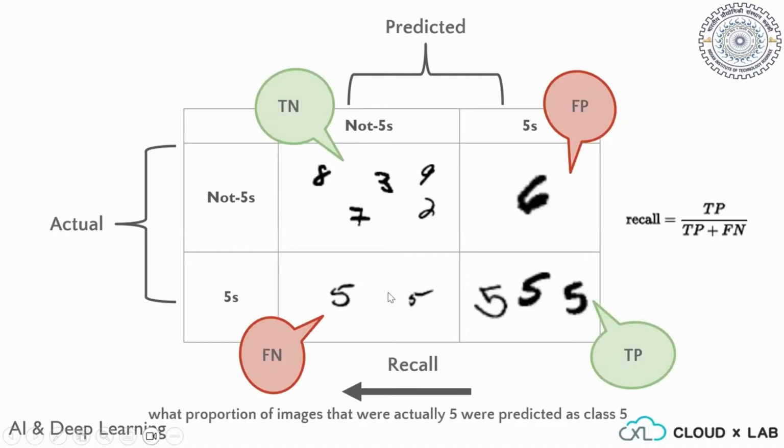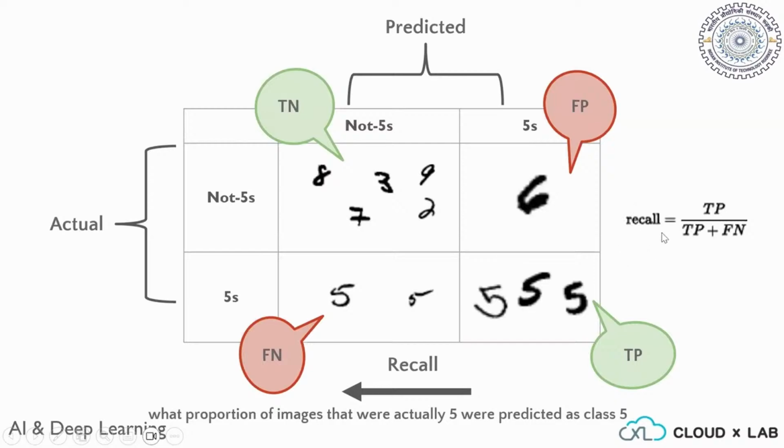If you sum these two cells, we will get the total number of true cases, in this case the total number of handwritten 5 digits. So if we sum these two cells, we will get the total number of actual true cases. And this cell is giving us the total number of cases where the model is true positive. So if we divide true positive by these two cells, we will get recall.